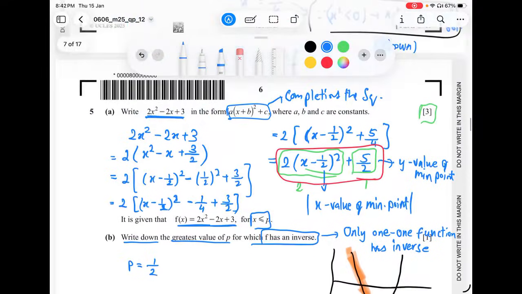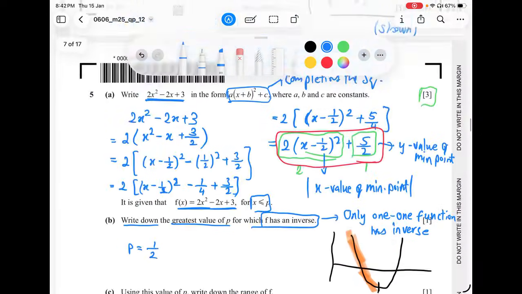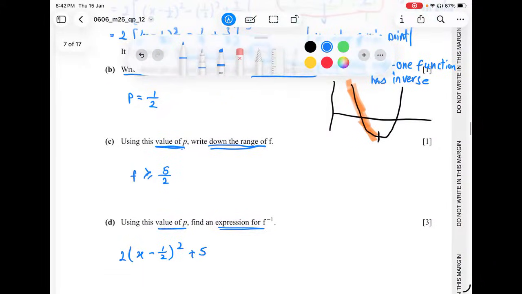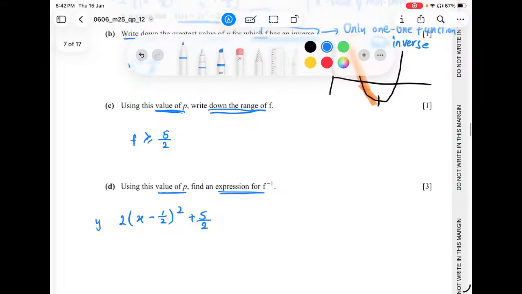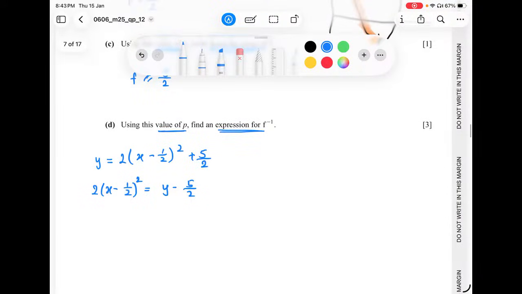So this is your equation. It should be 2 times (x minus half) squared plus 5 by 2. And always when you're finding the F inverse, you let f(x) be y, and then you make x the subject, and then substitute the value of y for x. So when you're making x the subject, here it should be 2 times (x minus half) squared equals y minus 5 by 2.